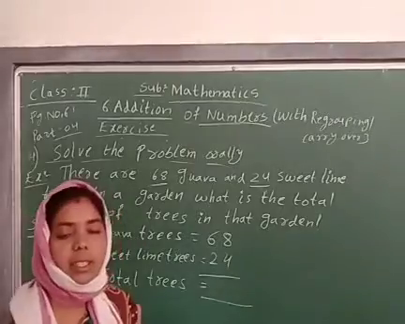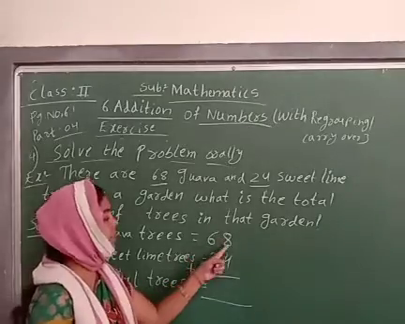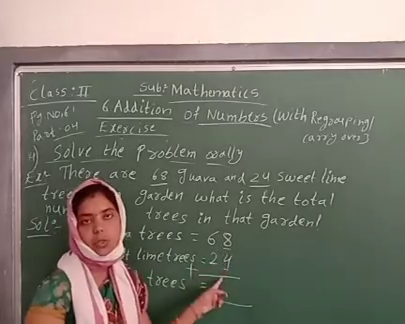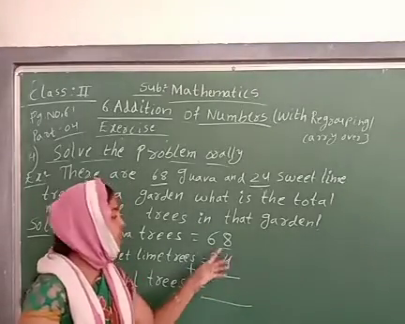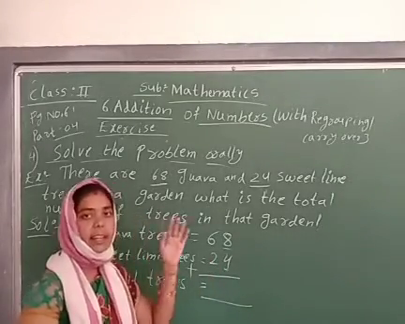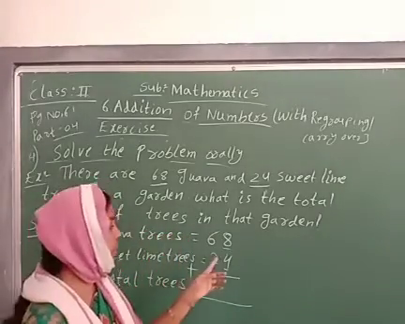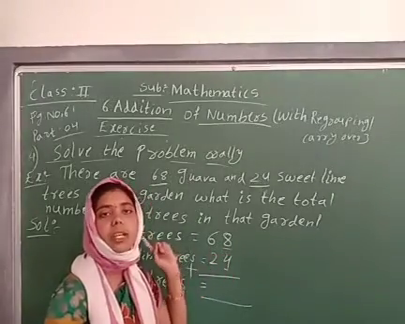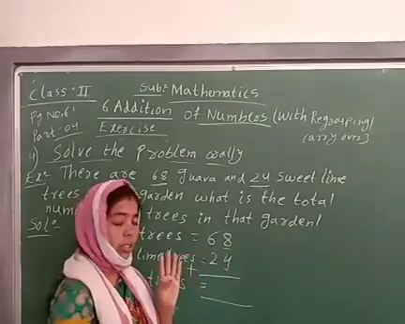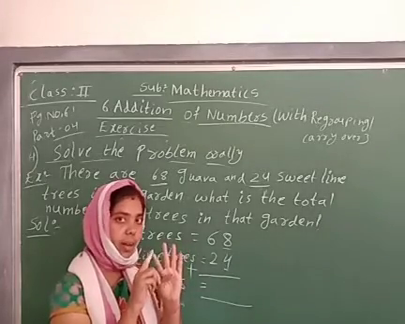See children, as I said before, for total trees we will add. See here. Check the ones place numbers, children, and say. The ones place has 8 plus 4. When there are these two numbers, which number is big? Keep that number in your mind and add the next number. I explained this in class 2 before, children. So 8 plus 4: keep 8 in your mind, add 4. After 8 comes 9.